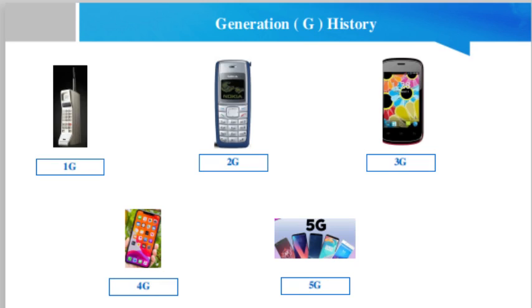Now, what is 2G? Friend, second generation 2G was first launched in 1991 by Radio Linja on the Global System for Mobile Communication in Finland. 2G networks were the first to use digital networks.